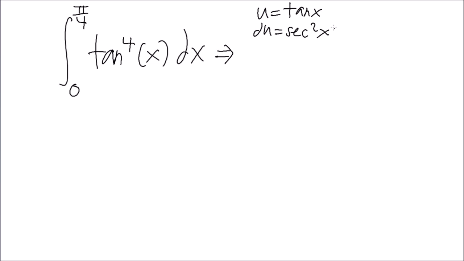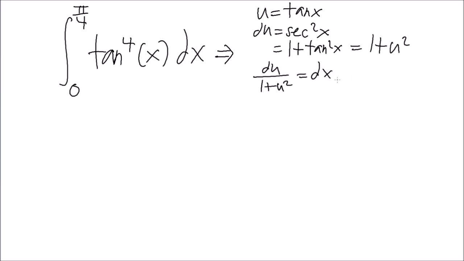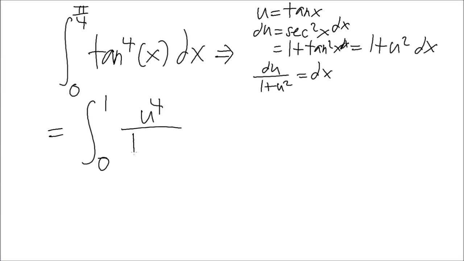But we can do a forced u substitution because this is 1 plus tangent square. So this is 1 plus u square. So meaning that du over 1 plus u square is equal to dx. Okay. I'm just being lazy. But so here, plugging in 0, pi over 4, the limits become 0 to 1. Okay, and then we have u to the 4 over 1 plus u square, du.